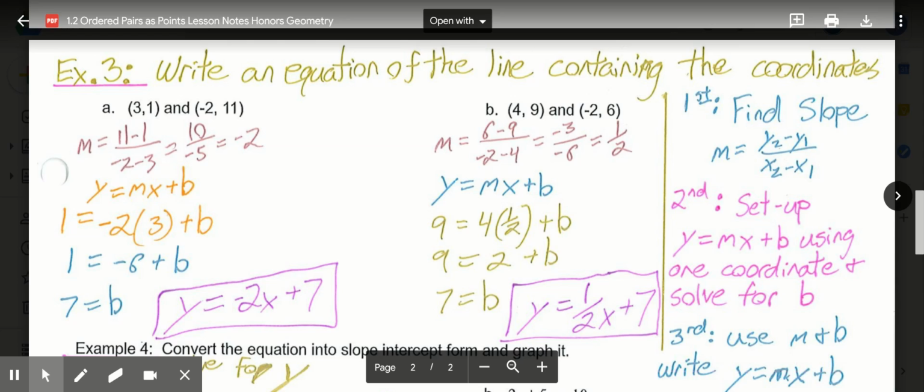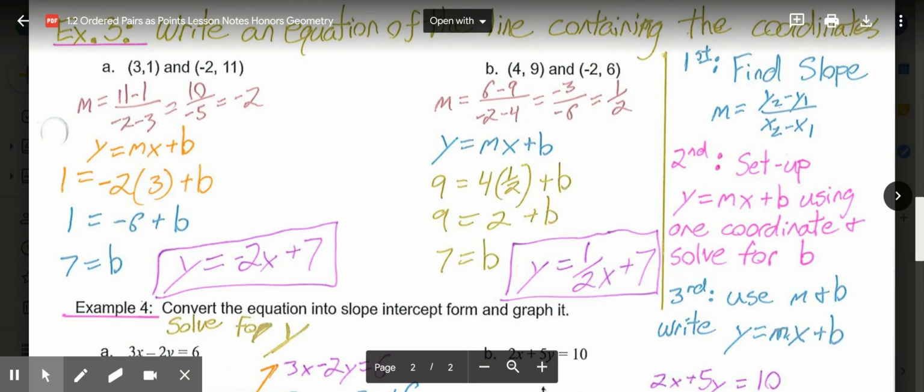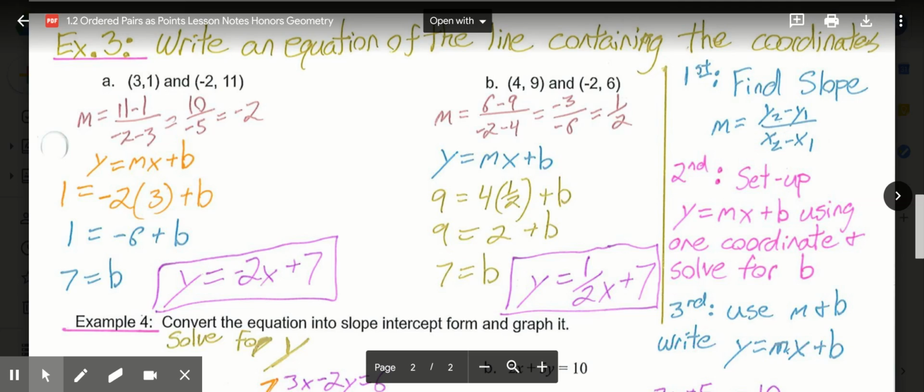So a negative 2 times positive 3 is a negative 6. So we have 1 equals negative 6 plus b. Add the 6 to each side to get rid of the negative 6, and we end up with 7 equals b. So then, our final step, we can now use our slope, which we found in step 1, and our y-intercept, or b, which we found in step 2, to write our equation. So y equals mx plus b, y equals negative 2x plus 7. So our b right here and our m right here.